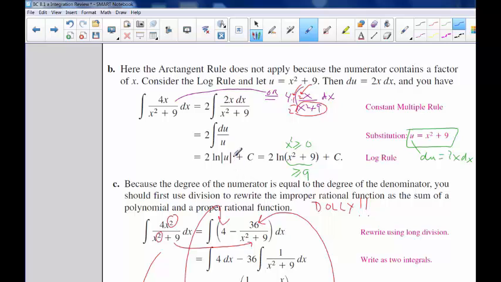And do keep in mind, first of all, make sure that you have the absolute values. Make sure you don't leave your answer in terms of u when the question was in terms of x. Substitute, and you don't need the absolute values here because that's always positive.